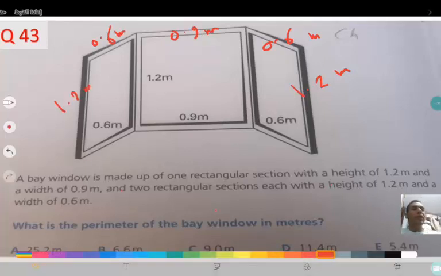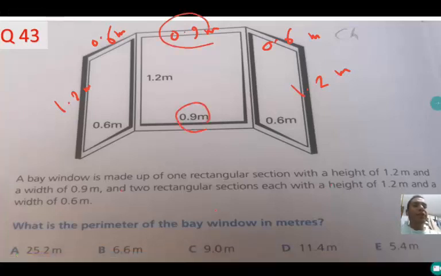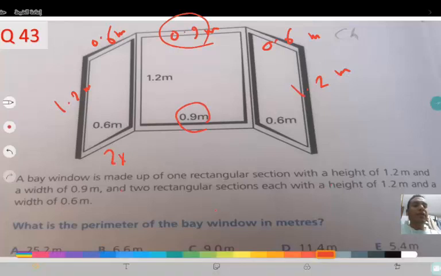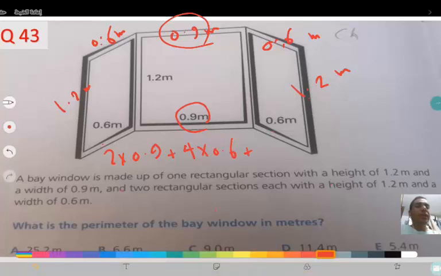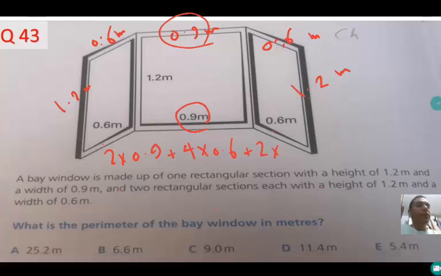Then let's add the outside lines only, which is we have 0.9, so 2 times 0.9, plus we have 4 sides, each one 0.6, 4 times 0.6, plus we have 2 outside lines, each one is 1.2, 2 times 1.2, equals 6.6. So the correct answer is B.